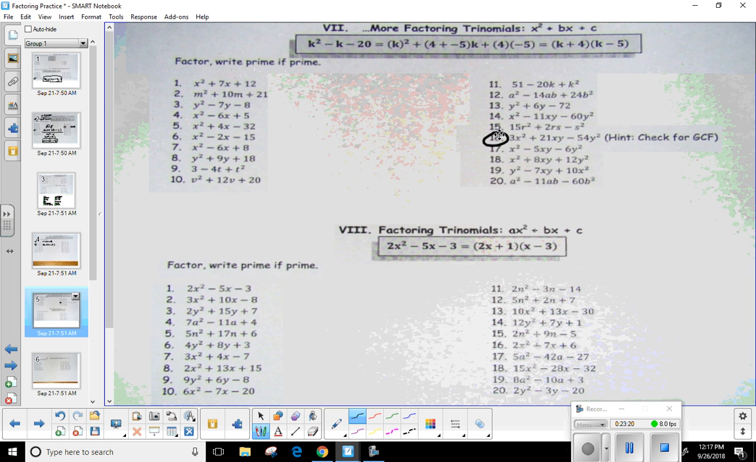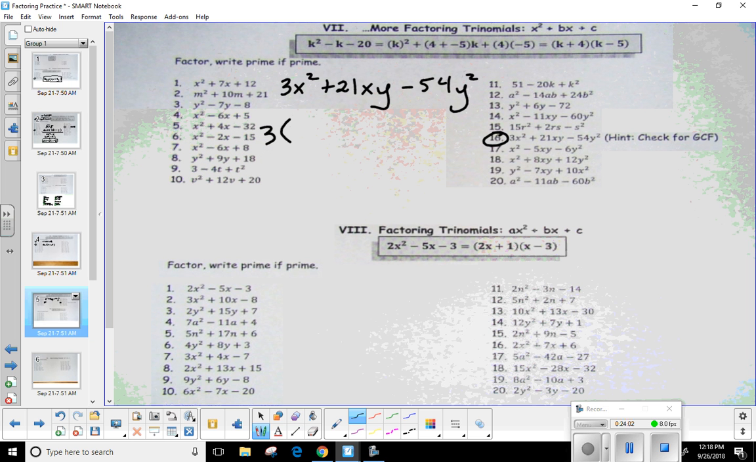Okay. 3x squared plus 21xy. So we're on section 7, number 16, the one that says hint check for the GCF. Minus 54y squared. So it gives us a hint, but the first thing we would do anyway is check for that. What divides all three of those terms? 3. Now, can I pull out an x or a y? No, it comes close. The last term doesn't have an x, and the first term doesn't have a y. So they're not all common. All right, so I'm going to pull out the 3.